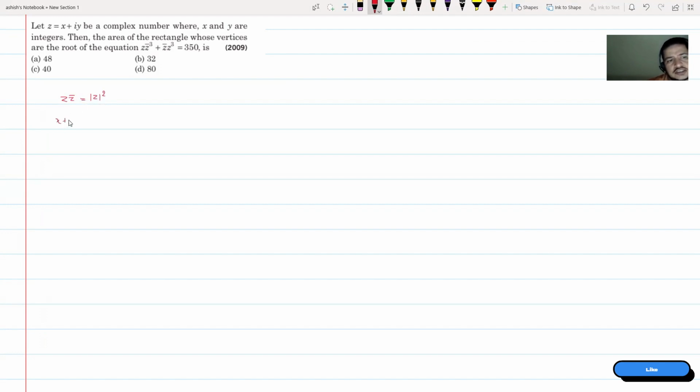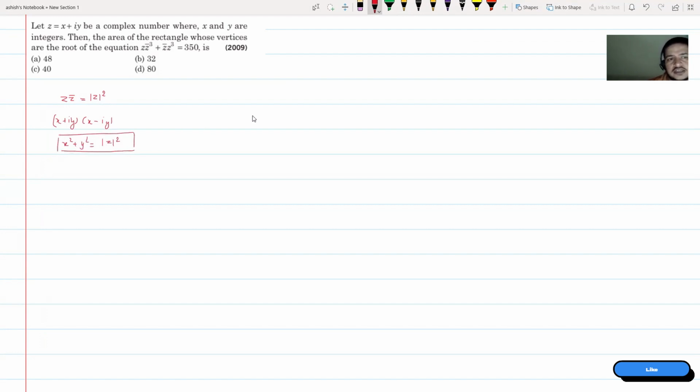Because we know that z is written as x plus iy and z bar is written as x minus iy. Once I solve it, it will be equal to x square plus y square. It is nothing but mod of z square. So this is the value that you will get.